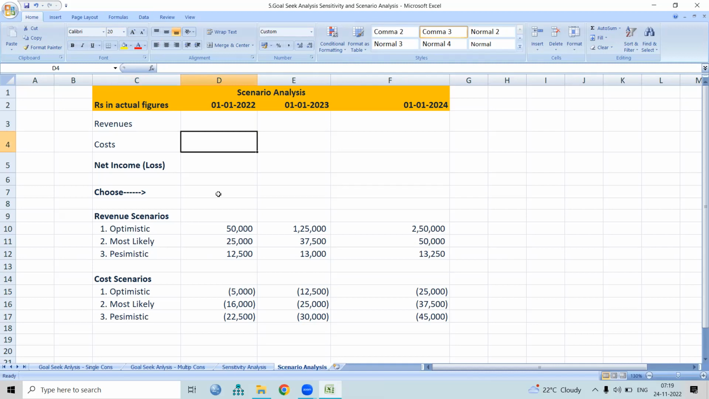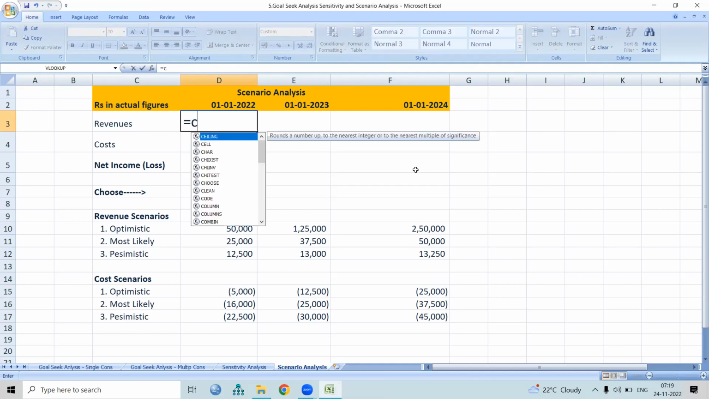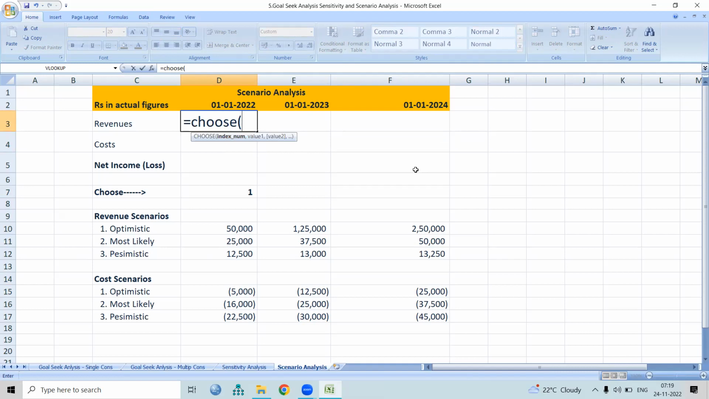Okay. So what we'll do, we'll fix a case now. So let's say one here. Come back to the revenue. We'll use this equation: equal to CHOOSE, open the bracket. Select the index number. Let's say the index number is D7. Come on. Select the value 1, value 2, value 3.